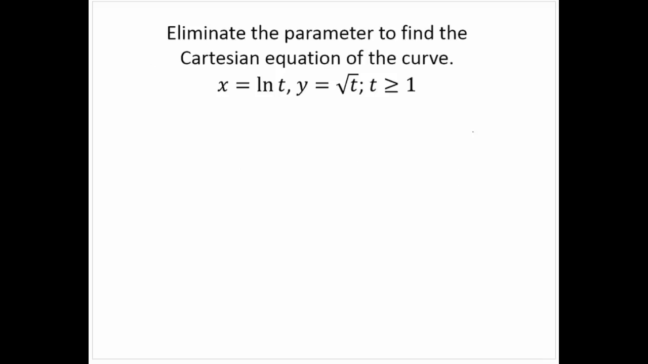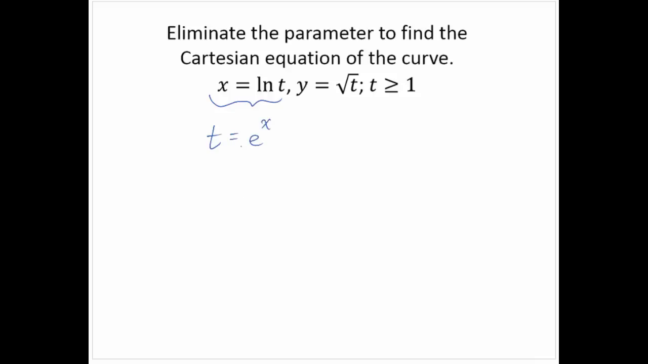Sometimes, when we're working with a parametric equation, we would like to be able to eliminate the parameter and write the Cartesian equation, so just in terms of x's and y's. So here we have x equals the natural log of t and y equals the square root of t. So a Cartesian equation would just be in terms of y and x. So sometimes we can simply rewrite the equation and solve for t. So if x equals the natural log of t, remember the natural log is the log base e. So if x is equal to the natural log of t, then t is equal to e to the x.